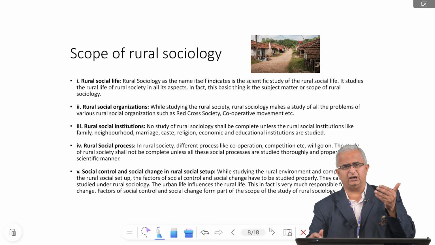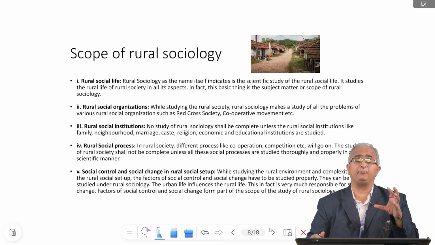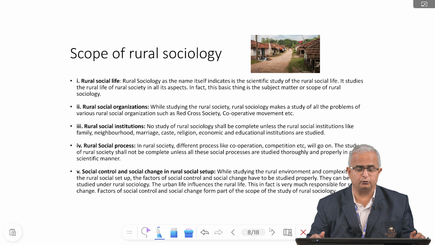What are the different social institutions, like economic institutions or the family, neighborhood or the caste, religion or the educational institutions which are prevailing in the rural areas? We study this as a subject matter of rural sociology.